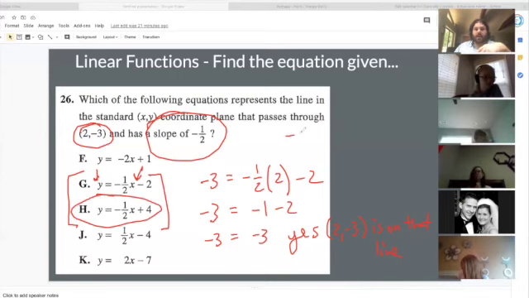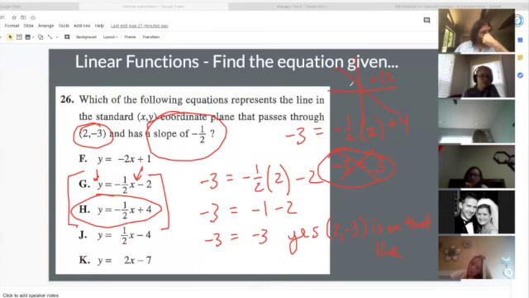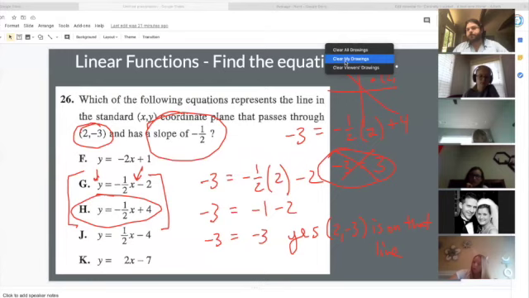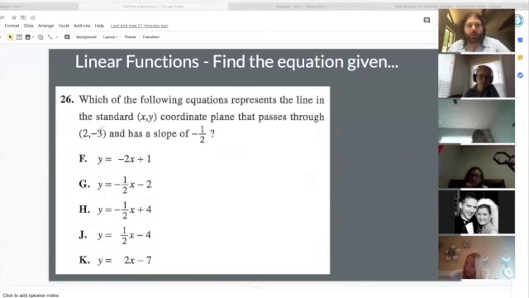Same reasoning. -3 equals -1/2 times 2 plus 4. And when I do that, I get -3 equals -1 plus 4, which is +3. It doesn't actually work. It does not contain that point. If I were to draw H, it would not contain the point 2, -3. It just doesn't contain it. So there's an alternate way to do it. Just plug the point into the equation, and it should say something true. Okay.